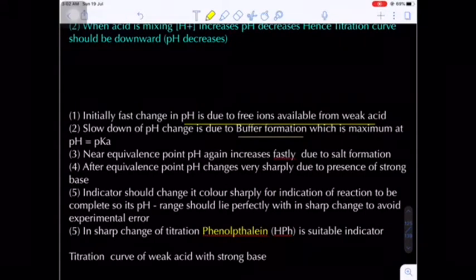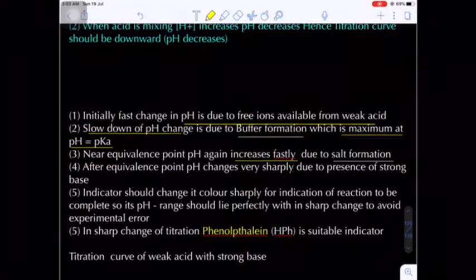Do you know buffer solution, which resists the change in the pH? So there will be only a slight increase in the pH, not as in the beginning. In the second stage, after the initial stage, due to formation of a buffer solution, the pH slowly increases, not rapidly. The buffer capacity will be maximum at pH equal to pKa, that is, when 1:1 concentration of salt and weak acid will be present. There the buffer effect will be maximum. Are you getting my point?